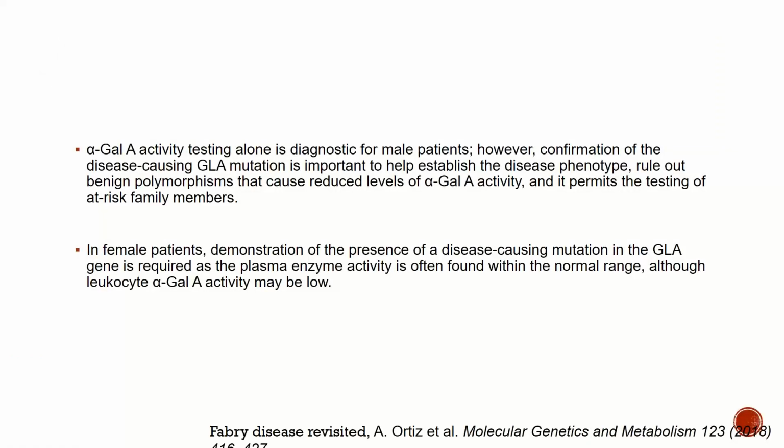The testing to diagnose Fabry disease in a male patient, because it's X-linked, is alpha-galactosidase A activity testing, which is diagnostic for male patients. Sometimes genetic testing is needed to establish the disease phenotype, rule out benign polymorphisms that cause reduced alpha-galactosidase activity, and permit testing of at-risk family members. For a female patient, you have to demonstrate the presence of a disease-causing mutation, since plasma levels of the enzyme are often in the normal range. However, leukocyte alpha-galactosidase activity may be low.